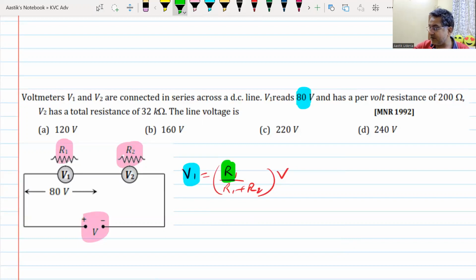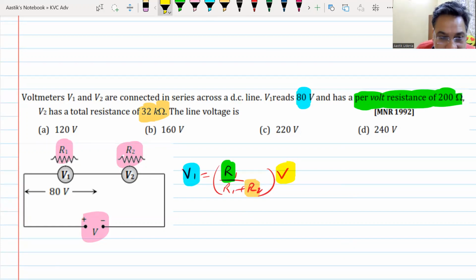R1 is not given directly, but it's given indirectly. Per volt, the resistance is 200. So you can find out the total resistance, 200 multiplied by 80. R2 is already given as 32 kilo ohms. The only unknown that is left is the value of V, which could be easily calculated from all this. And the answer that you are going to end up with is 240 volts, and that is the answer that we were looking at. Do we understand this?